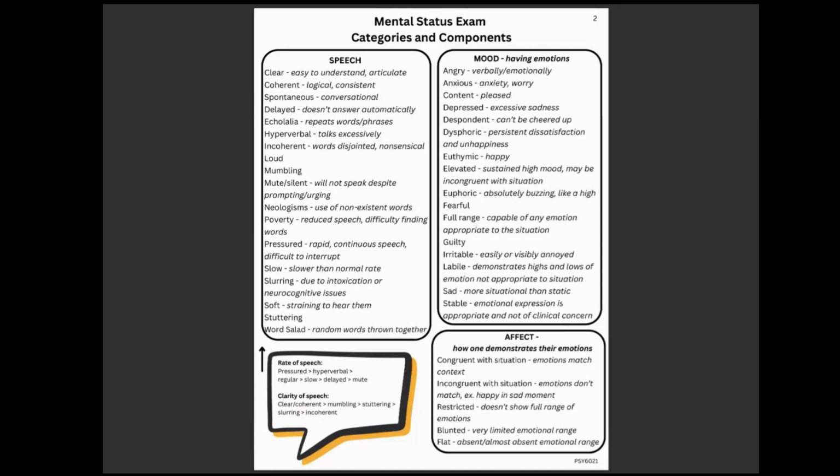People can be irritable, so easily visibly annoyed, or labile, so highs and lows of emotions, not necessarily appropriate to the situation. Somebody that's labile typically fluctuates on their own without a lot of provocation. And so we would see lability in terms of mood, if a person might be manic in the session, that's what that could look like.